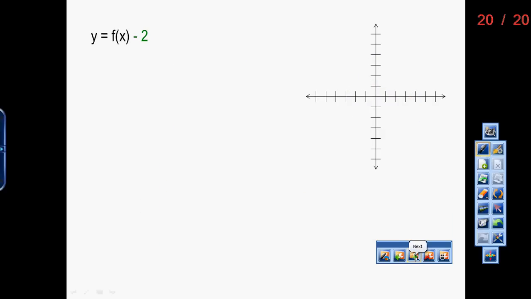So now what do you think is going to happen here? Now I want to subtract 2. So what can you hypothesize is going to happen here? Some of you are saying I think it's going to go down by 2. Let's take a look. So again, I'm going to do the same thing.